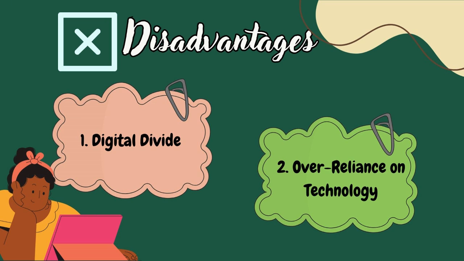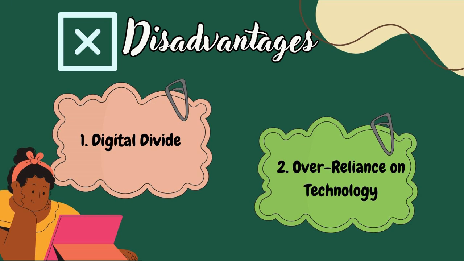This heavy dependence on technology can hinder our ability to think critically and problem solve independently. Moreover, over-reliance on technology can lead to social issues. When we spend too much time on our devices, we may miss out on face-to-face interactions with family and friends. This can weaken relationships and communication skills.